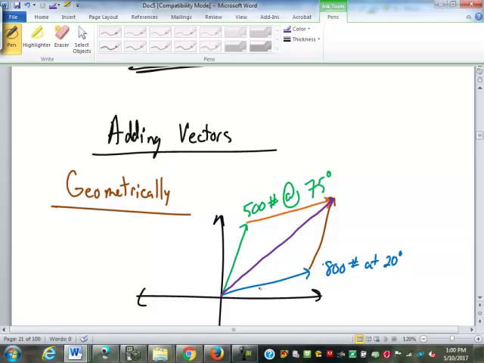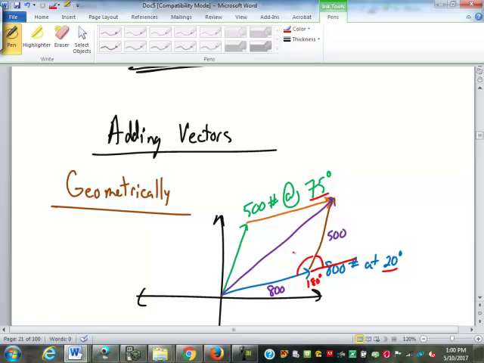Well, I know that this length here is 800. And I know that this length here is 500. And I can figure out this angle right here. How can I figure out that angle? Well, if I extend this past right here, I obviously know this is 180 degrees, straight line. This angle here is the difference between the 20 and the 75. Do you see why it's the difference?